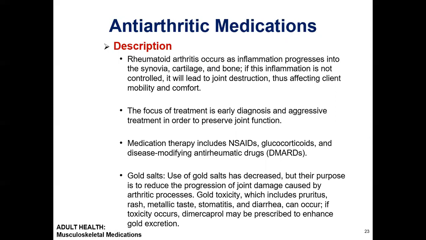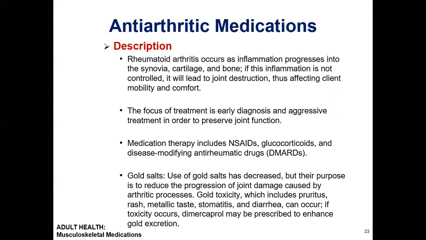So rheumatoid arthritis is the inflammatory process, right? Inflammation occurs inside the synovial, cartilage, or bones. If this inflammation is not controlled, it will lead to joint destruction, joint deformities, and thus affect the client's mobility, restricting the mobility and comfort. So rheumatoid arthritis, shortly called RA, right?